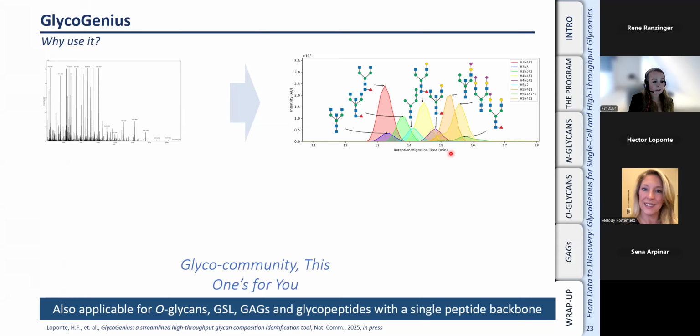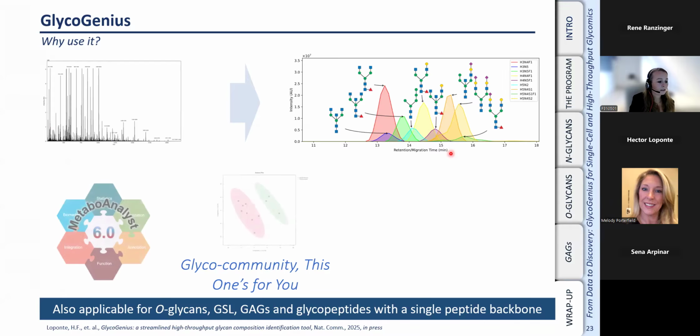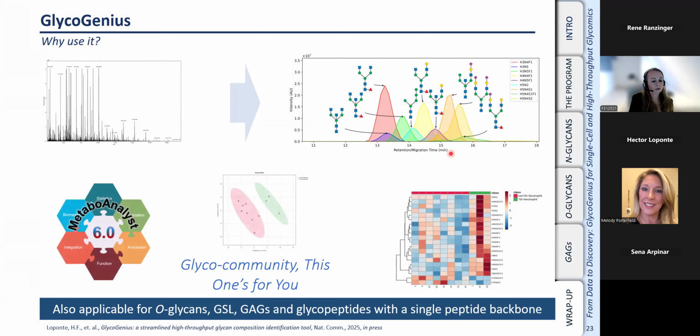So we really feel, or at least we hope, that this is not only for us, but for the whole glyco community, because we feel that everybody has been struggling with data analysis, and we really hope that GlycoGenius can be a salvation for this. And on top of that, if you generate your data with GlycoGenius, after that you could, for example, directly load your file into MetaboAnalyst and get a very quick visualization of your data.